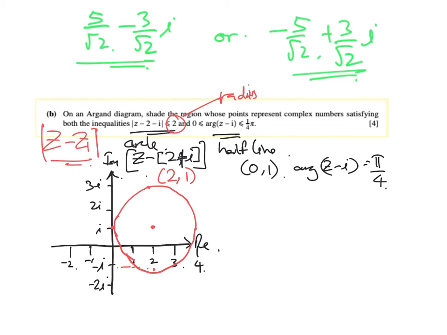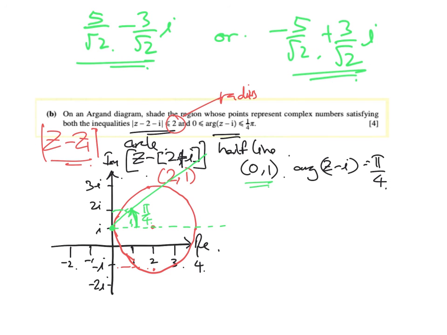Your next line, what's the next line? It's a half line, so that's z minus i, so therefore the coordinate is 0, 1. So where is 0, 1? It's here, that's 0, 1. And remember the angle is pi over 4. Pi over 4 is 45 degrees, so you take 45 degrees from here, somewhere this way. Okay, so this is your arg, pi over 4.